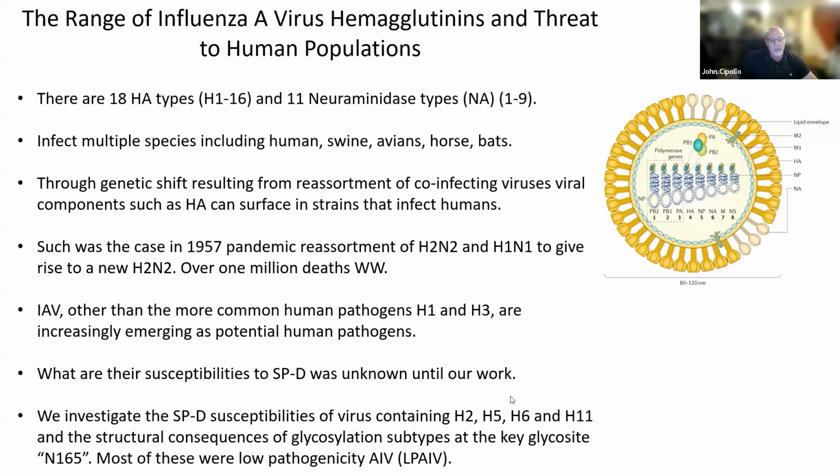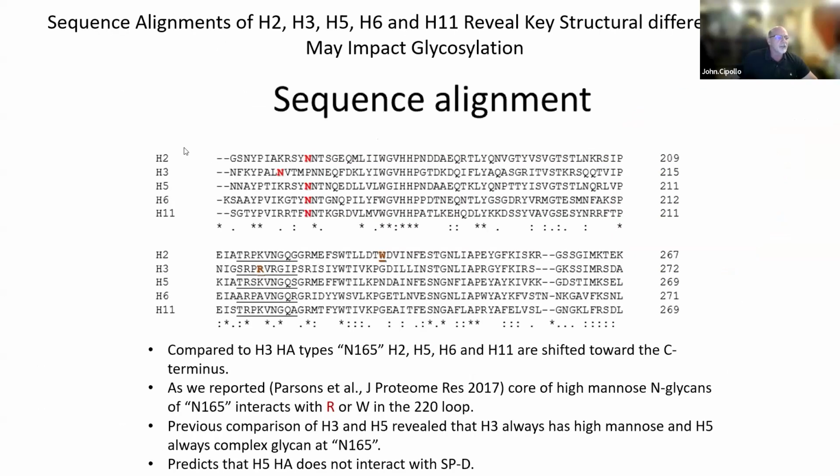So what are the susceptibilities to SPD? Because that's one of the first line defenses, we were interested in knowing this. So we looked at these different forms, H2, H5, H6, and H11, and particularly around this site, which is interactive with SPD. So this is the H2 through 11. This is an alignment. And you can see here the H3, which is kind of our model for interaction with SPD. The corollary glycosylation site is slightly C-terminal, so it's a little bit shifted down.